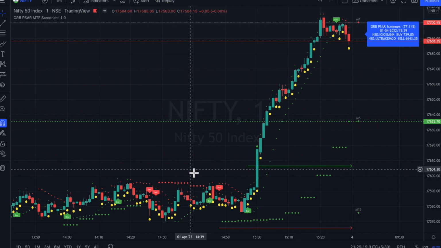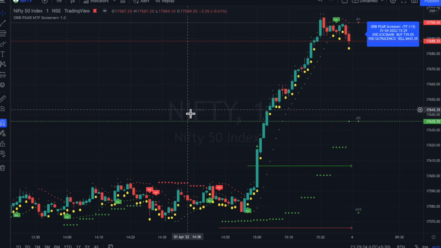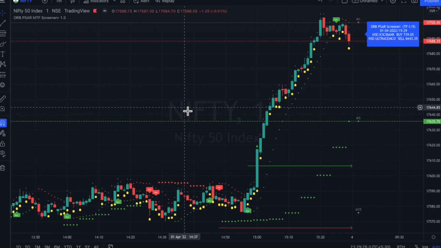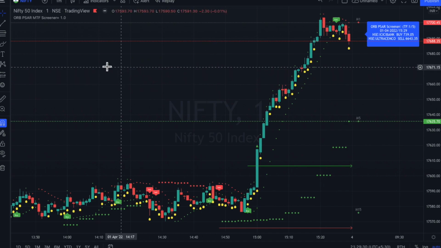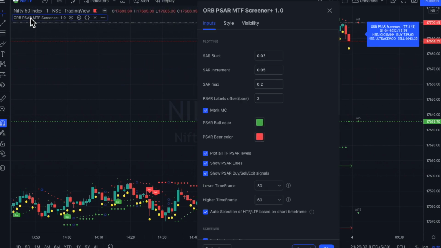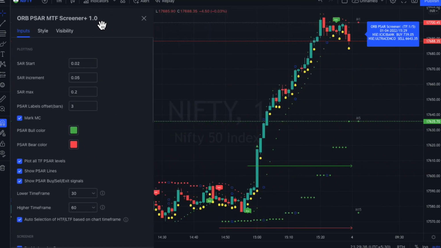So this is the beauty of this indicator. This indicator works on all time frames. It has got various other features which I'll show you, and once I complete that, I'll go into the screener part of the indicator. So if I double click here, this indicator settings opens up, and as you see here that we've got various options. First is the plotting option here, which shows the setting for the PSAR, and the default settings are given here. Of course, you can customize this as per your requirement.